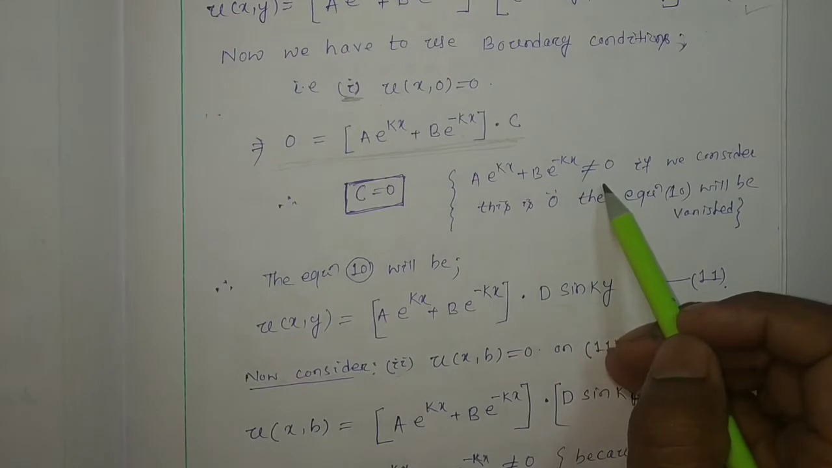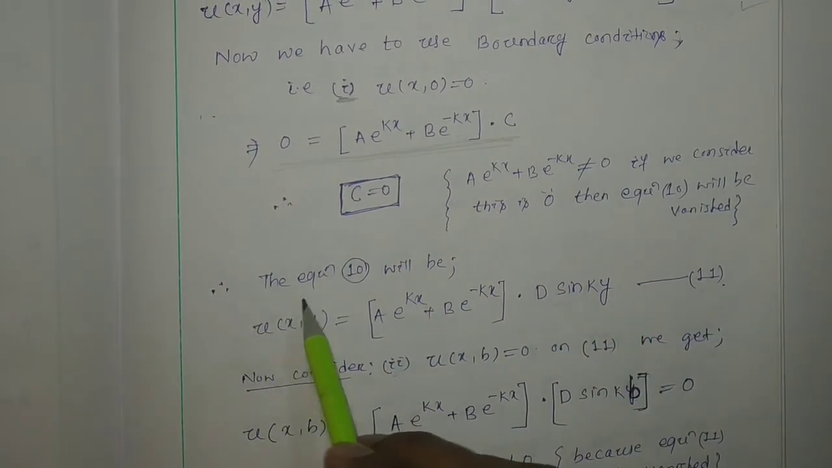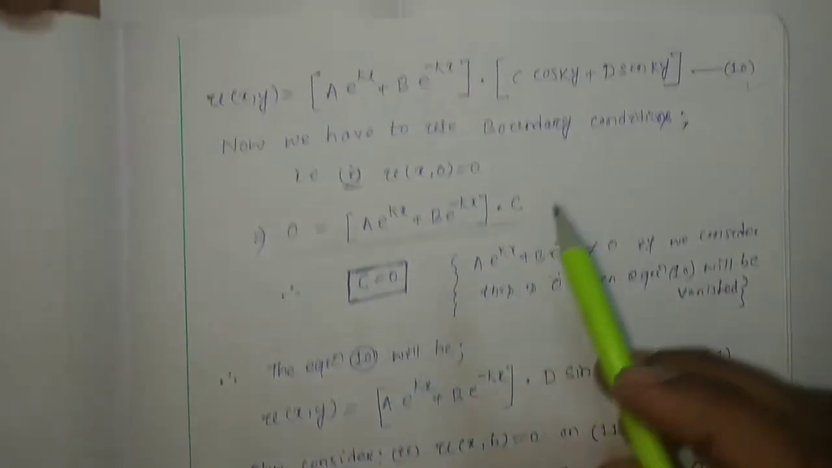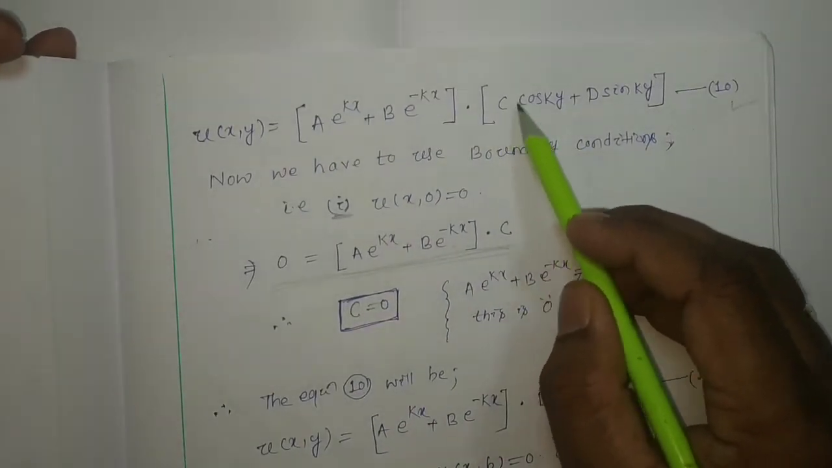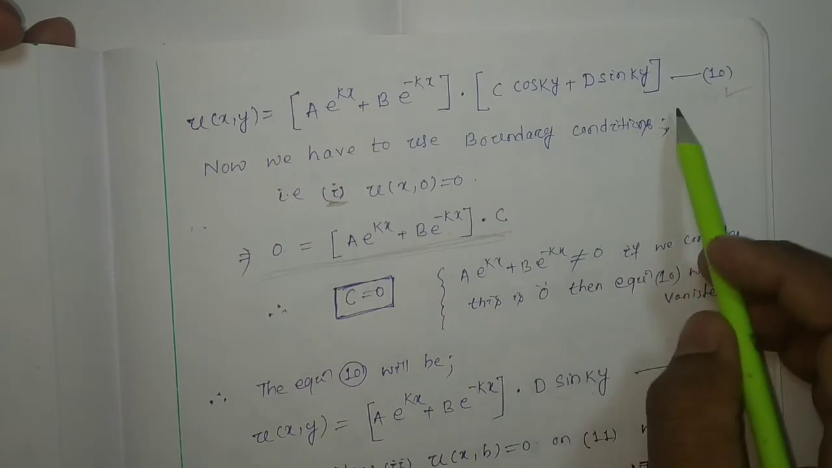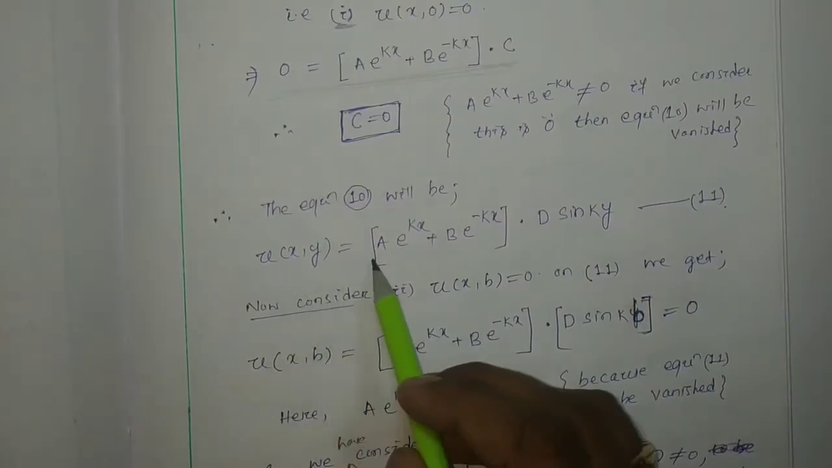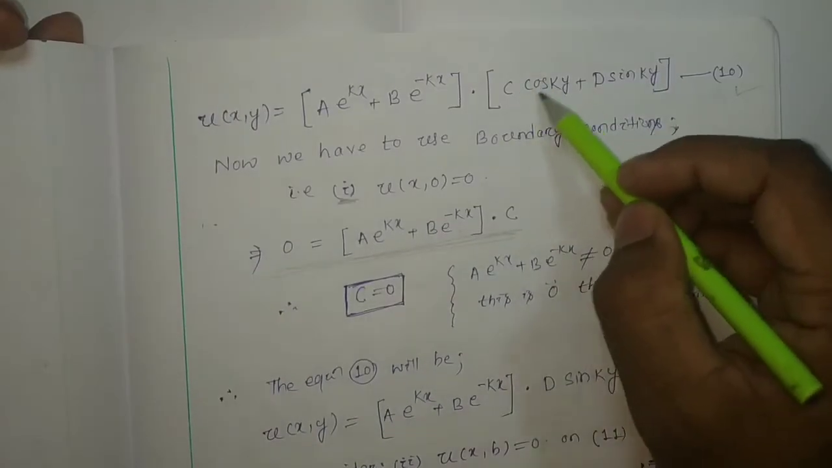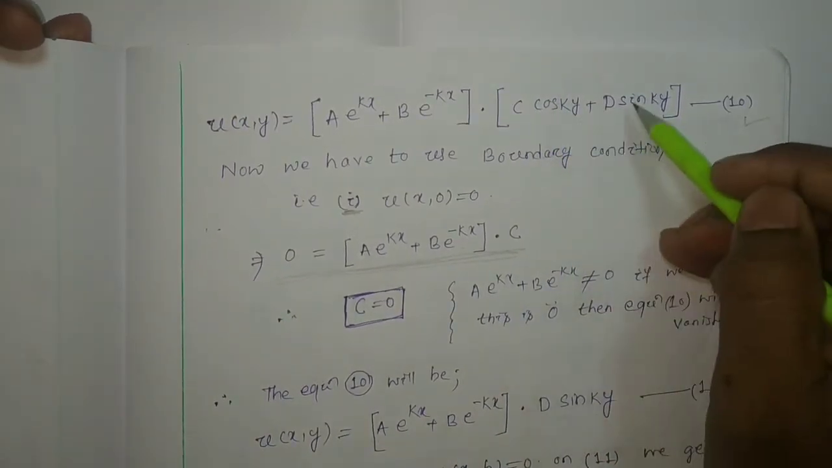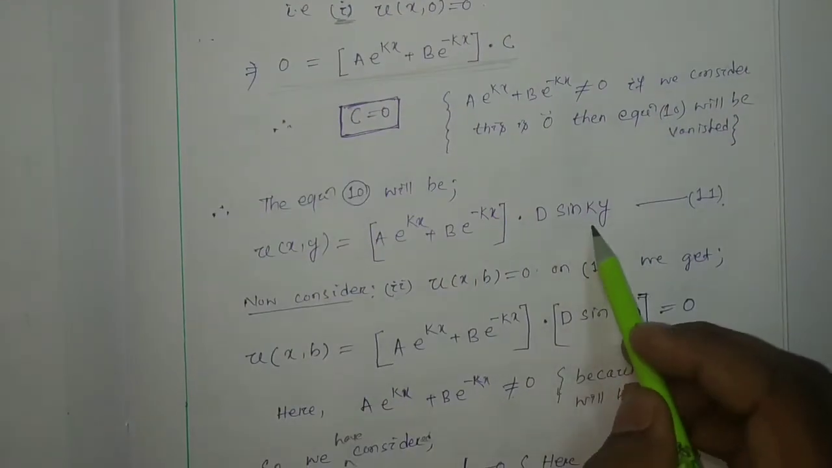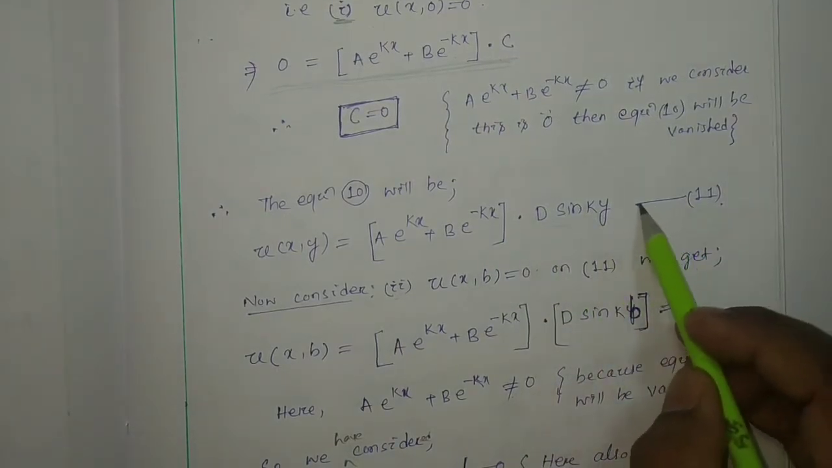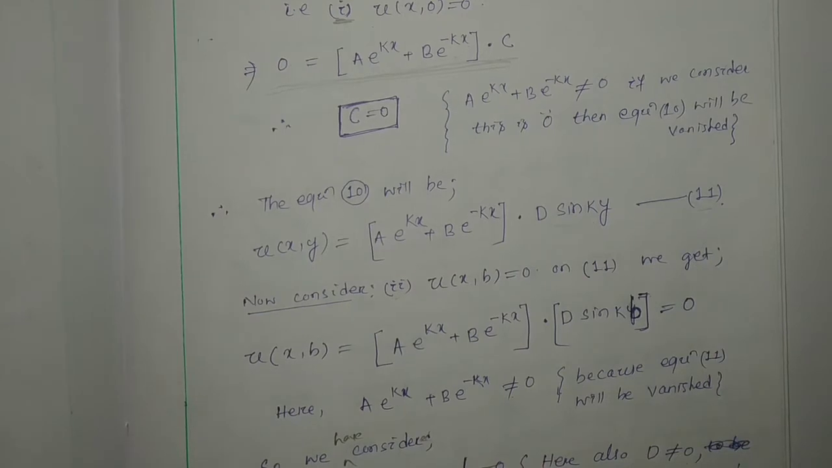Okay, now if C will be 0, then in equation number 10, putting C equal to 0, how much will it be? (A e^(kx) + B e^(-kx)) times D sin ky. The C term has vanished. So u equals (A e^(kx) + B e^(-kx)) D sin ky, which is considered as equation number 11.